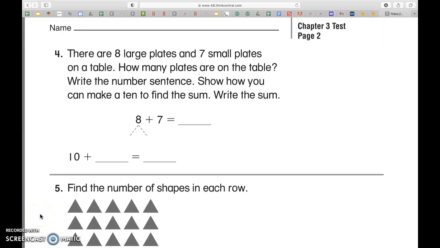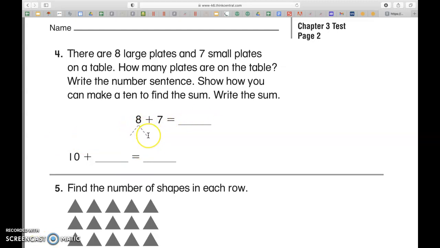Question number 4. There are 8 large plates and 7 small plates on a table. How many plates are on the table? Write the number sentence. Show how you can make a 10 to find the sum. Write the sum. So they have the math sentence 8 plus 7 equals blank.